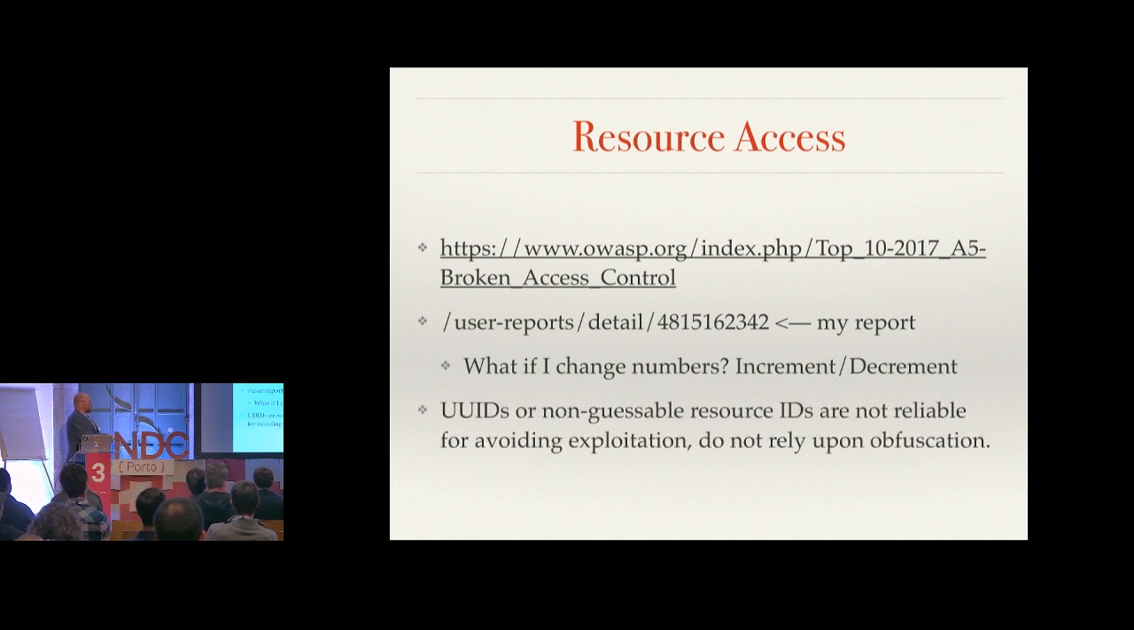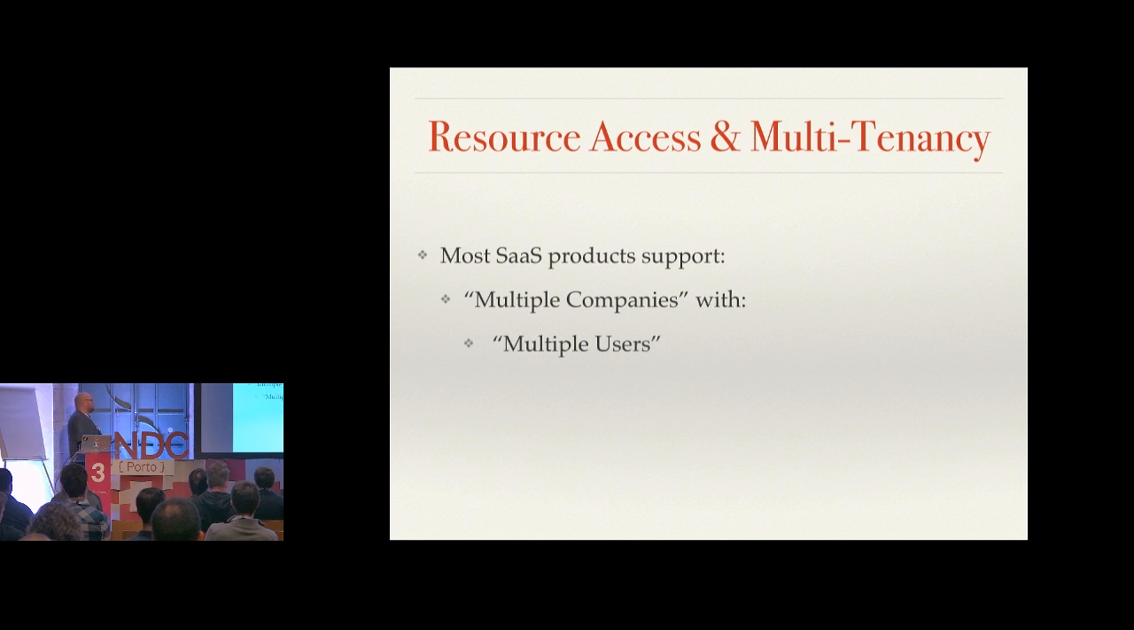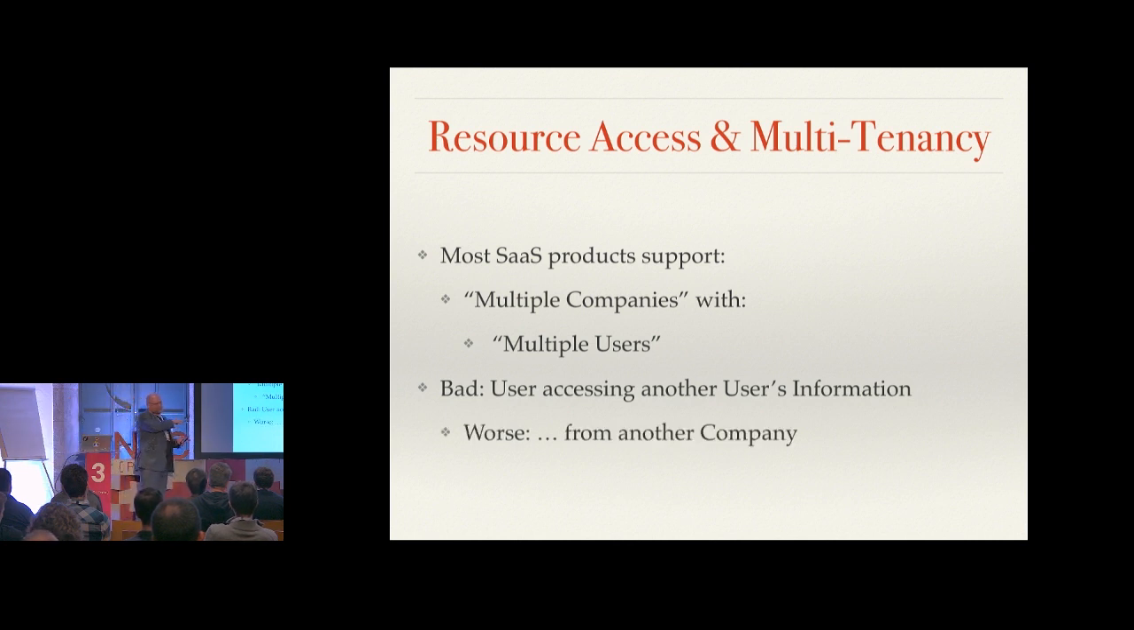Some people like to use UUIDs to make the numbers non-guessable, but you're just obfuscating things and you're asking to be hacked, so don't do that. It's business logic, so make sure whoever's logged in has access to whatever they're supposed to do. Okay, and it's basically bad if a user can access another user's information. It's even worse when they can access users' information from another company in your system, right? If you have a SaaS application, you have multiple companies in there, and you do not want companies to see each other's information, right? But these vulnerabilities happen a lot, and it's pretty devastating.